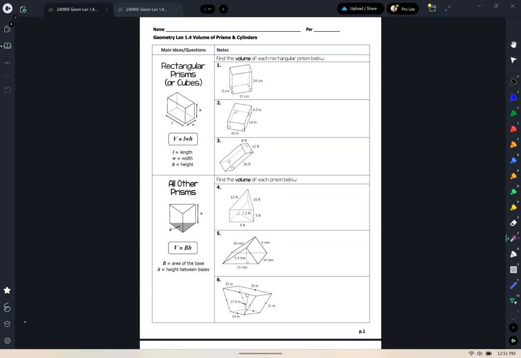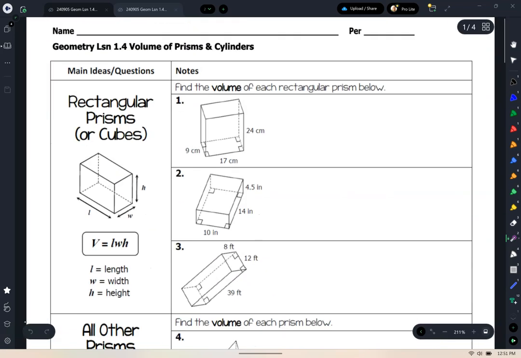Here we go. Okay. Let's lock it in. All right.